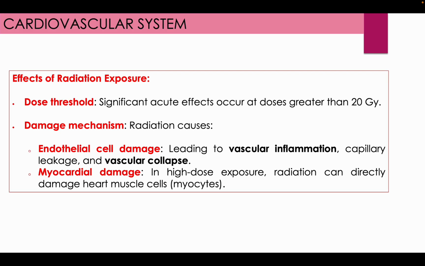And then, for the cardiovascular system, it involves the heart and the blood vessels. They are generally less sensitive to radiation in the acute phase, but they can be very affected at very high doses, particularly in localized exposure, for example during radiation therapy. So, what is the effect of radiation on our cardiovascular system? Significant acute effects occur at doses greater than 20 gray. Exposure to radiation causes endothelial cell damage and myocardial damage when you are exposed to doses greater than 20 gray.